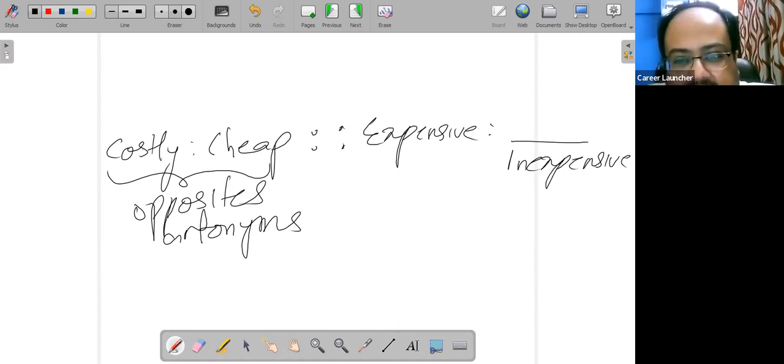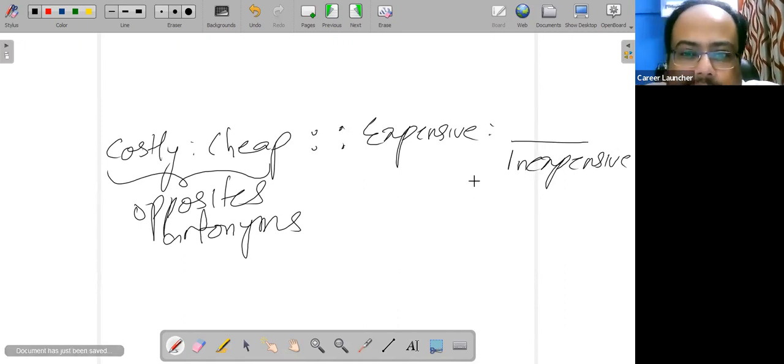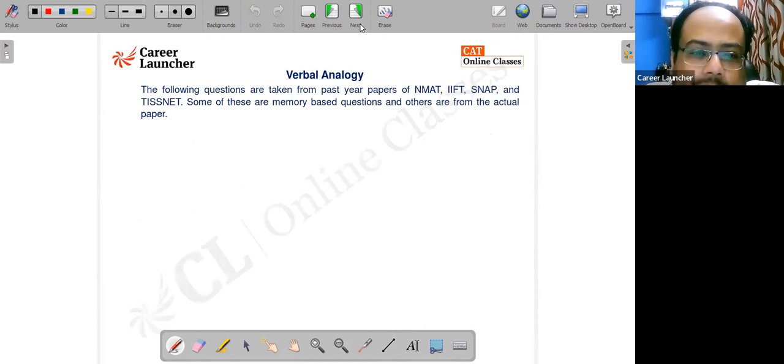In most cases, the relation is that either they are synonyms or similar words, or they are antonyms, different words with opposite connotations. More often than not that is the case in analogy questions. Okay, let's do questions. We'll do 3 questions at a time.